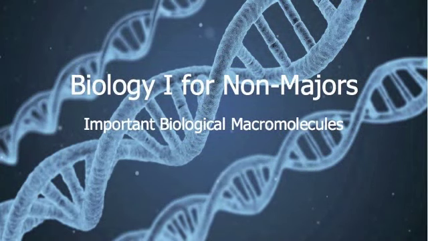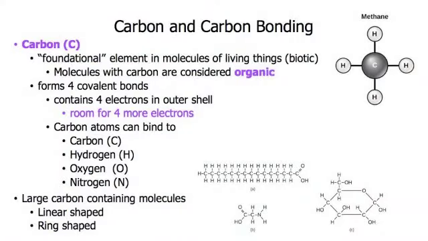Tonight's lecture is over Chapter 3, Important Biological Macromolecules. A cell is mostly water, but the rest of it consists mainly of carbon-based molecules. So why are carbon atoms so versatile as molecular ingredients?